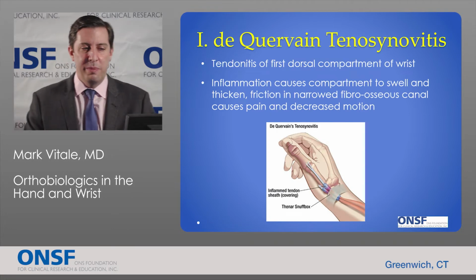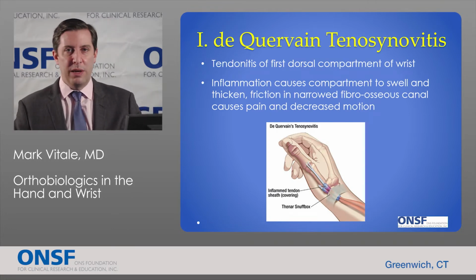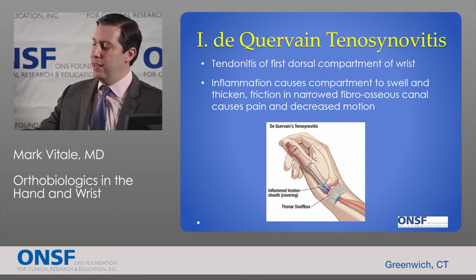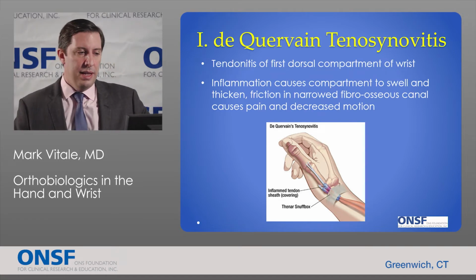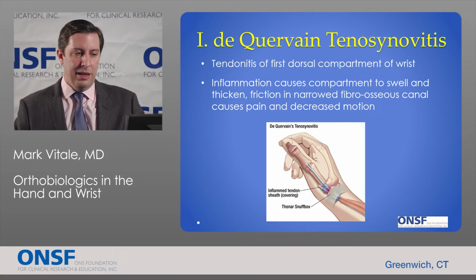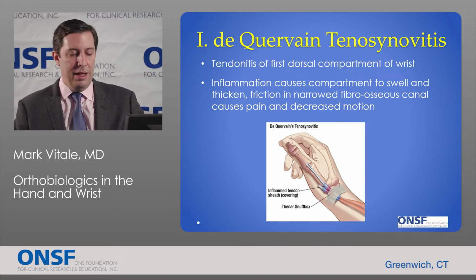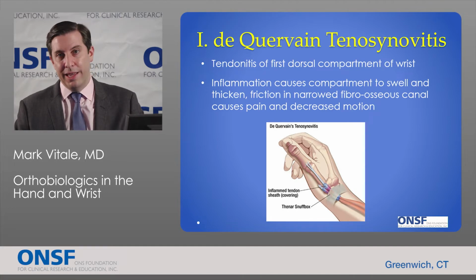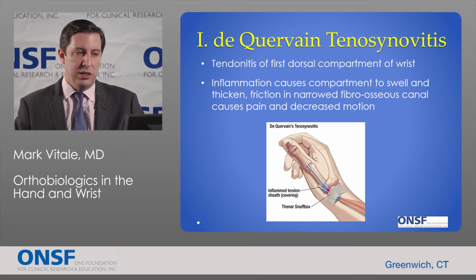First, we're going to talk about a common tendinitis of the wrist, de Quervain's tenosynovitis. This is a tendinitis of the first dorsal compartment of the wrist, the tendons that extend your thumb metacarpal and radially abduct your wrist. Repetitive motion can cause an inflammation in this compartment, which causes swelling of the tendons, thickening of the compartment, friction, and eventually pain and swelling. The traditional treatment for this is rest, immobilization, anti-inflammatories, and frequently corticosteroid injections.